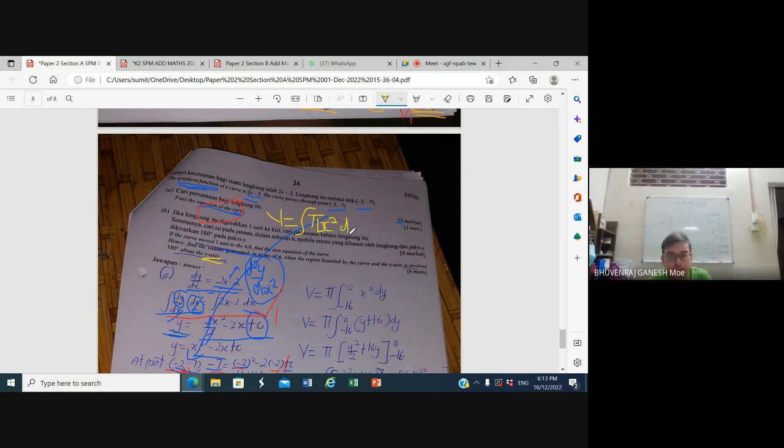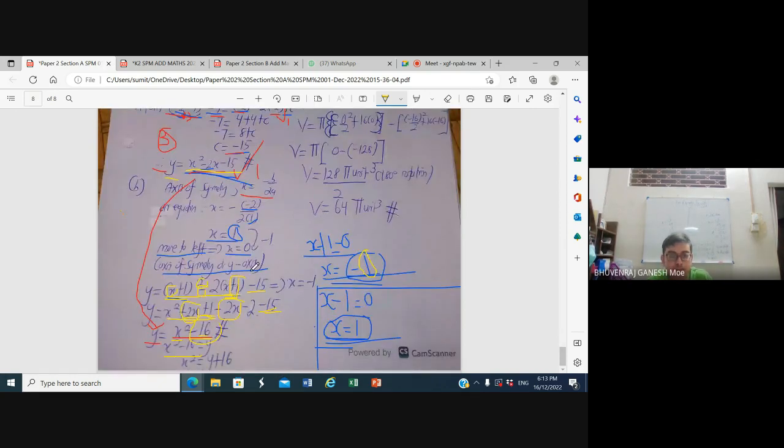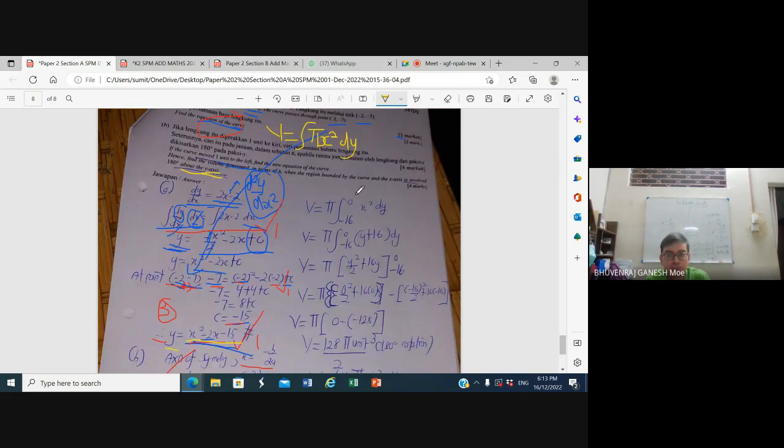Because you must respect the y-axis. About the y-axis, this is the keyword. So you have to modify your equation from x squared in terms of y, because here was y in terms of x squared. See the difference? So from here only you can proceed. You integrate from 0 to negative 16.